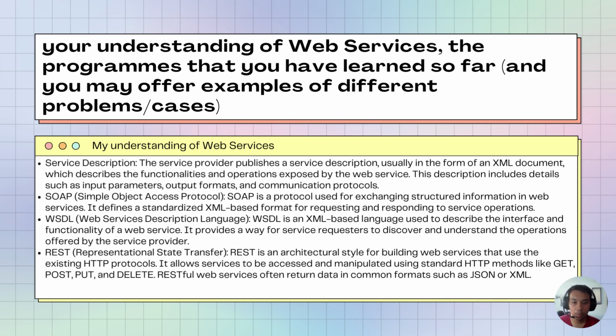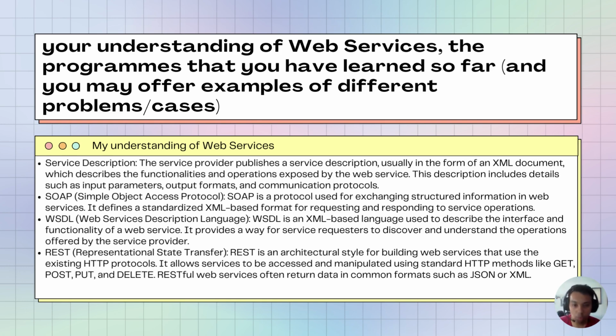SOAP, which is Simple Object Access Protocol. SOAP is a protocol used for exchanging structured information in web service. It defines a standardized XML-based format for requesting and responding to service operations. WSDL, which is Web Service Description Language. WSDL is an XML-based language used to describe the interface and functionality of a web service. It provides a way for service requesters to discover and understand the operations offered by the service provider.